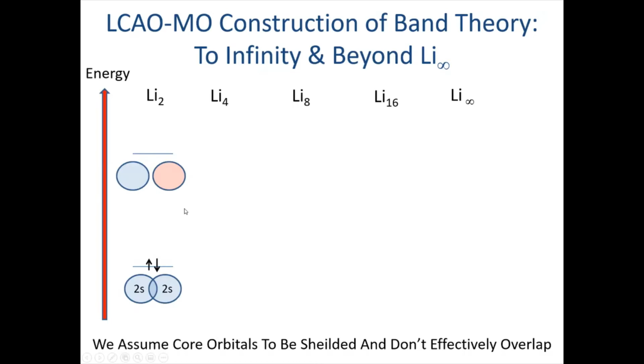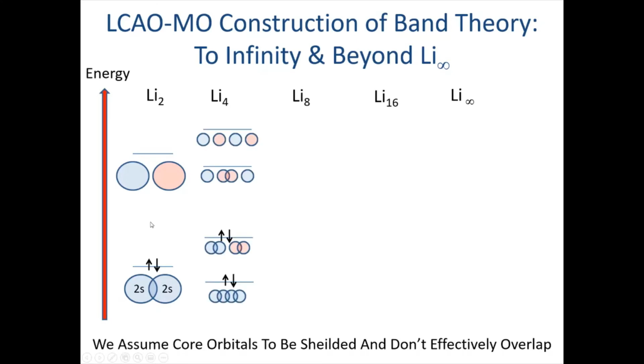So with lithium-2, we get the following, right? Our valence orbital is the 2s, and when we put 2 lithium atoms together, we get 2 electrons in the 2s bonding and no electrons in the anti-bonding. Now, here's where we're going to go a little bit beyond what we've done.